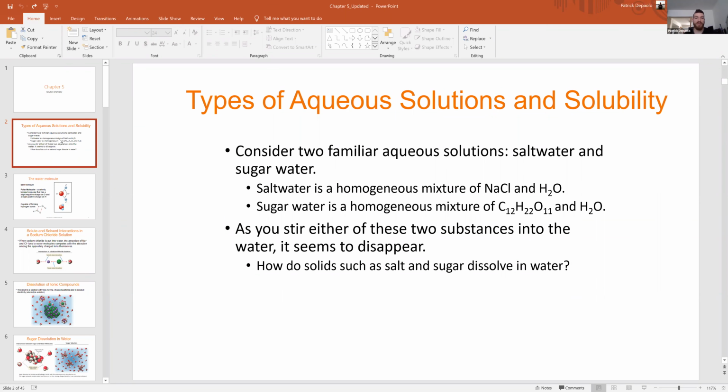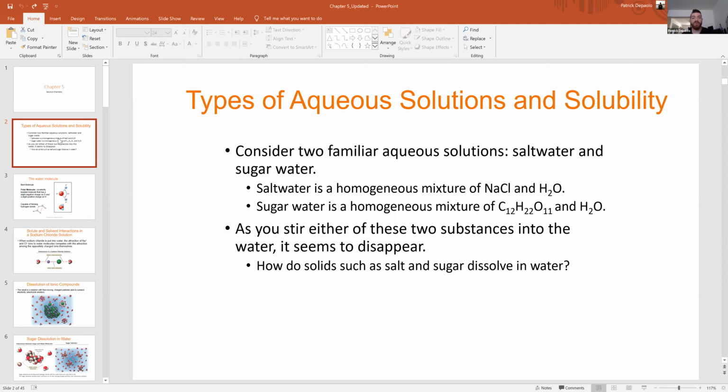Solvents could be oil, vinegar, or different types of organic solvents: benzene, hexane, and dichloromethane are some very common ones in organic chemistry. But for general chemistry, we just talk about water for the simplicity of it, and it's the universal solvent, is what they call it.